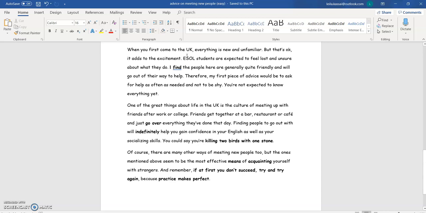When you first come to the UK, everything is new and unfamiliar. So this is my first sentence in the paragraph, and it's already preparing my reader that, oh, this paragraph is going to be talking about when this person first came. We call it a topic sentence, and it introduces what this paragraph is about. So when you first come to the UK, everything is new and unfamiliar, but that's okay. It adds to the excitement. Now here, pay attention. I'm using very everyday English, and that's the whole idea of an article, in that we remember who our reader is. Our reader is not specifically a professor. It's going to be the general public.